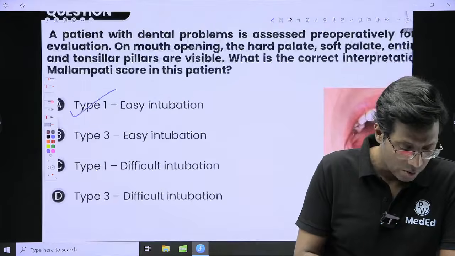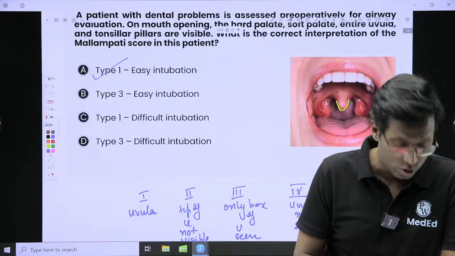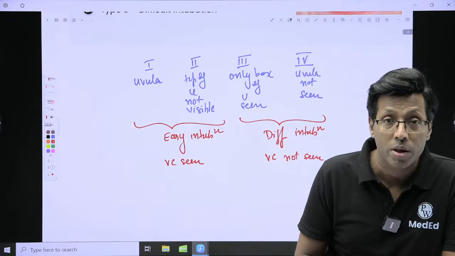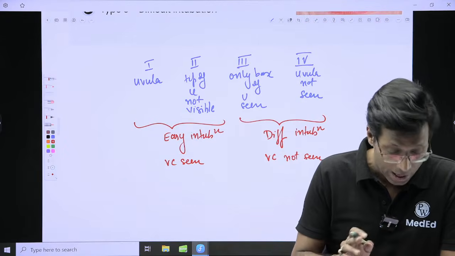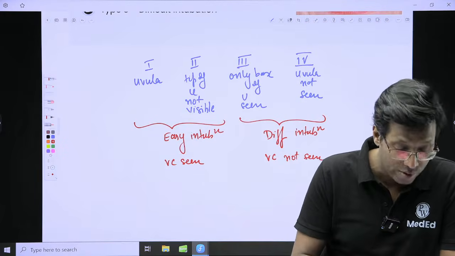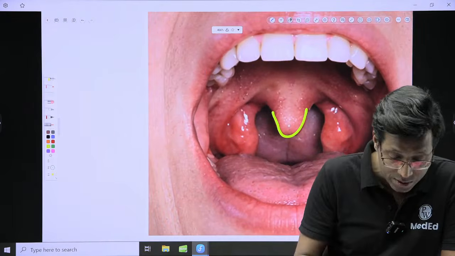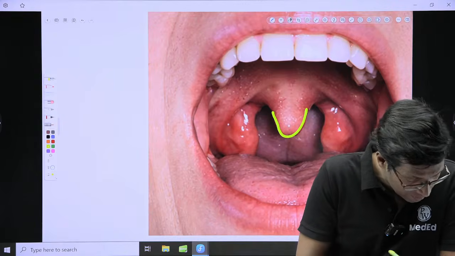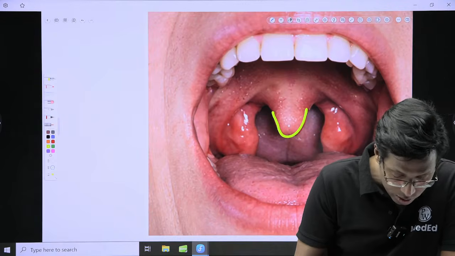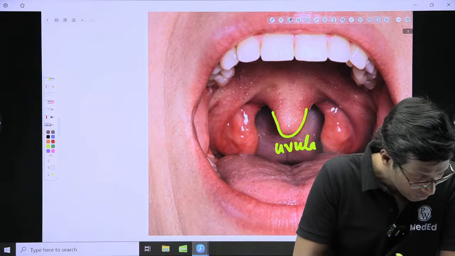Clear everyone? So this question, Mallampatti, is one of the most important questions. You ask the patient to open the mouth, extend the tongue, do not phonate. And what we are doing is looking at the posterior pharyngeal structures. Remember, apart from the uvula, what other structures should be present? This is the uvula which you see.